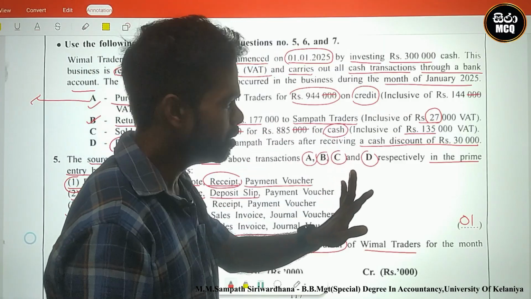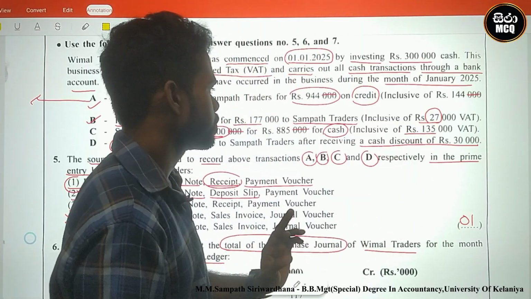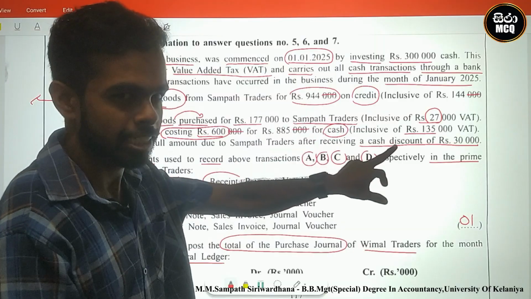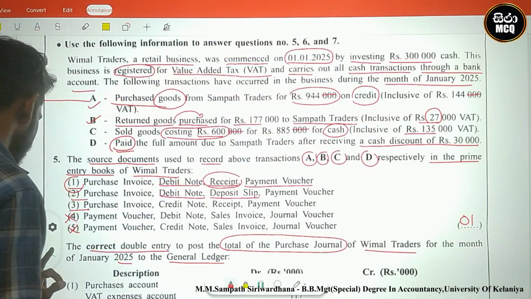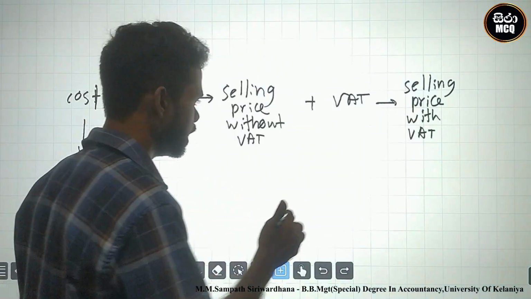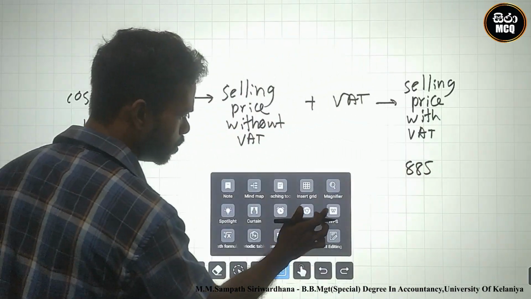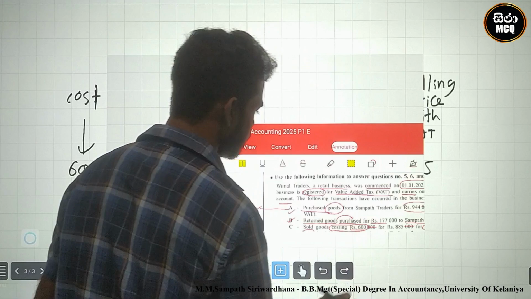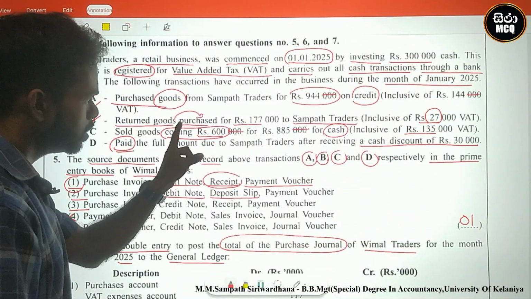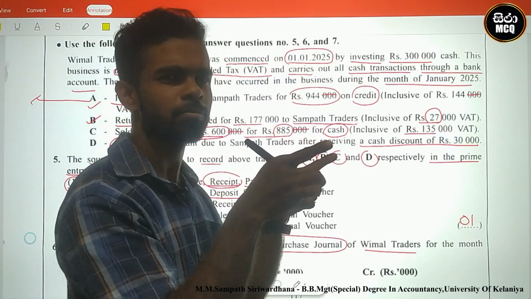885 for cash, inclusive of 135 VAT. Inclusive means this amount includes VAT. 885 is the VAT-included amount, which means the selling price. Why? Look here: sold goods costing 600 for 885. So that means the selling price.